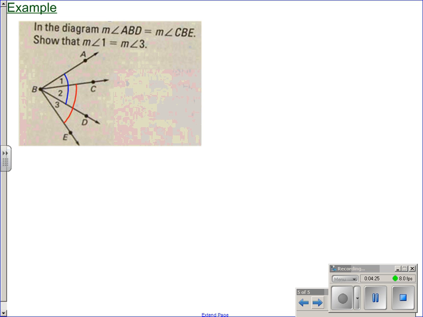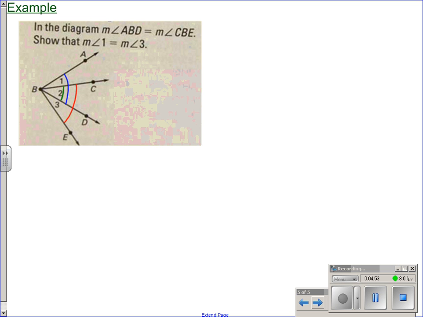So that's what you're told. That's the given information. The question wants you to show that angle 1 and angle 3 are equal to each other. Looking at the picture with the blue and the red there, you can see the blue is made up of angles 1 and 2. The red angle is made up of angle 2 and 3. So you've got this angle, angle 2, that's in common with both of them. Right? And that's a key idea here.